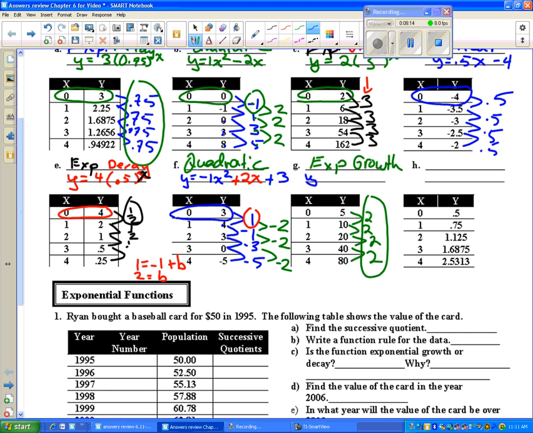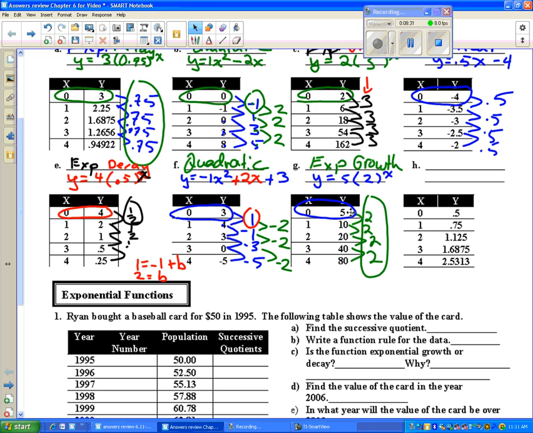So y is equal to, my y when x is 0, which is 5, times my successive quotient 2 to the x power.